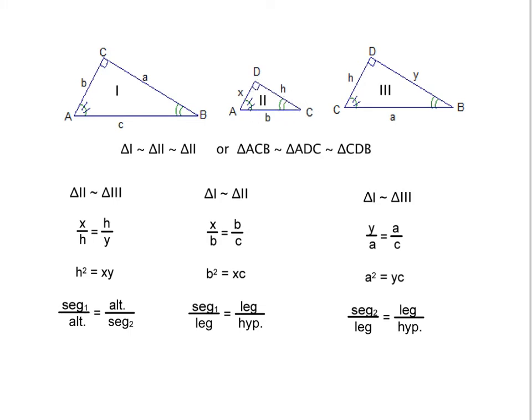And I can set up proportions with all these triangles, and we'll do this in class, but we get a whole bunch of things, and 3 of these are special cases because we get a case of a geometric mean. As we can see here, x is to h as h is to y. So h is the geometric mean between x and y. I get right here x is to b as b is to c. So therefore b is the geometric mean between x and c. And lastly, I get y is to a as a is to c. So a is the geometric mean between y and c.